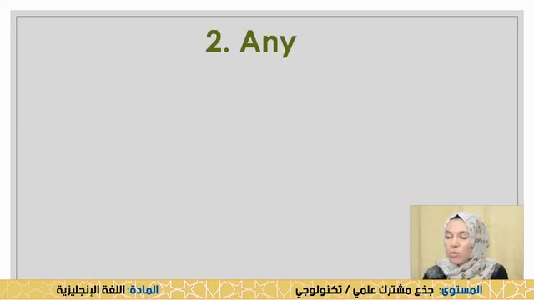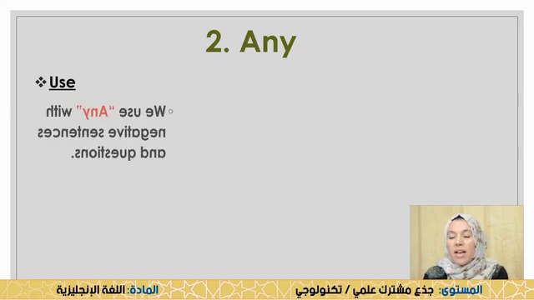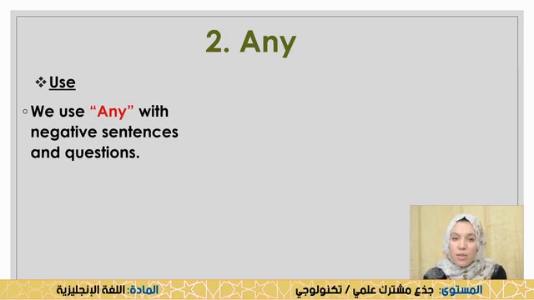Now let's move to the second word, which is any. The same thing we would be talking about. When do we use any? And I'll provide you with some examples so that you'd be able to understand. If we have said that we use some with affirmative sentences, we use any with negative sentences and interrogative sentences or questions. So some we use only with one type of sentence, which is the affirmative, and any we use with both negative sentences and interrogative sentences or questions if you want to ask a question.